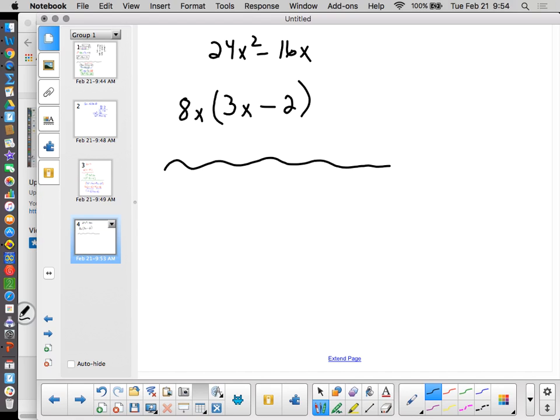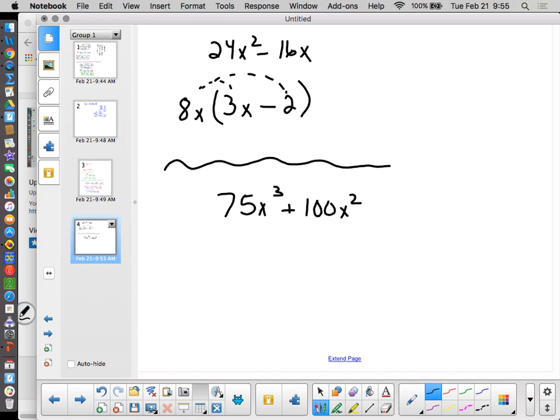And again, we can check that by simply distributing back and seeing if I wind up with what I started with. 8x times 3x is 24x squared. 8x times negative 2 is 16x. Yes, I confirm that that works. How about if I have 75x cubed plus 100x squared?